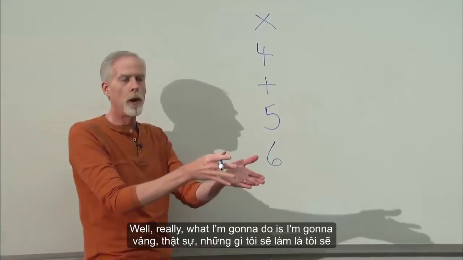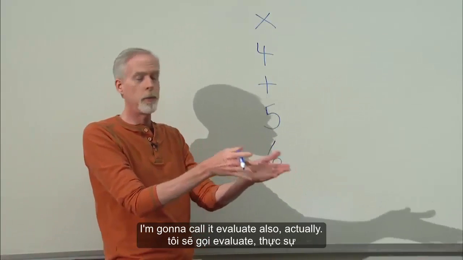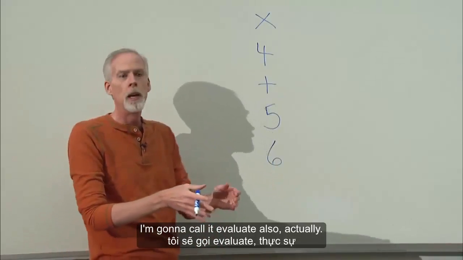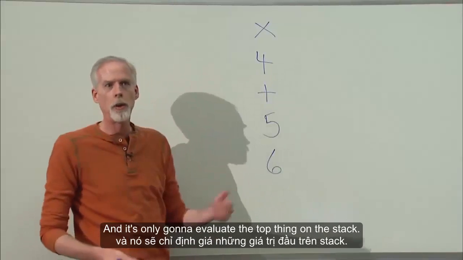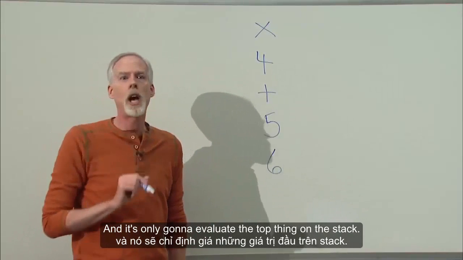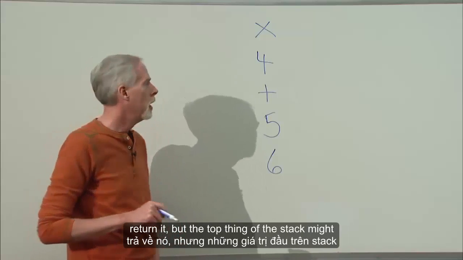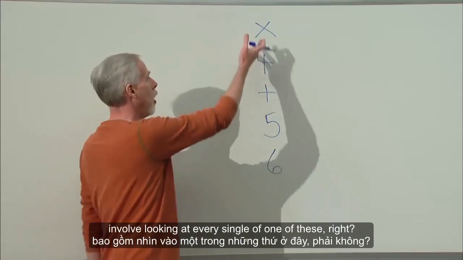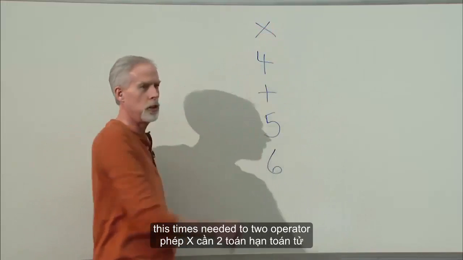How am I going to do that? Well, really, what I'm going to do is I'm going to have a helper method here, a recursive helper method. I'm going to call it evaluate also, actually. And it's going to take a stack as an argument, a stack of things to evaluate, and it's only going to evaluate the top thing on the stack. That's it. It's just going to evaluate the top thing on the stack and return it. But the top thing on the stack might involve looking at every single one of these, right? Because this times needs its 2 operands.